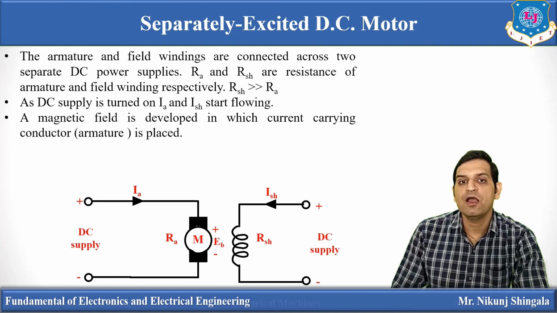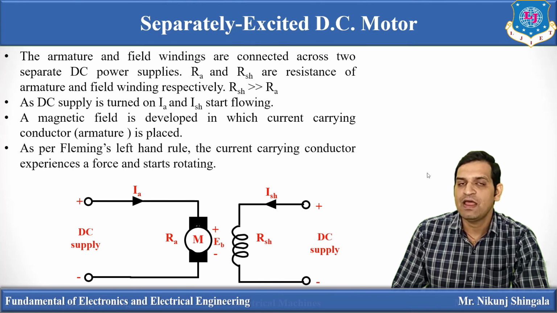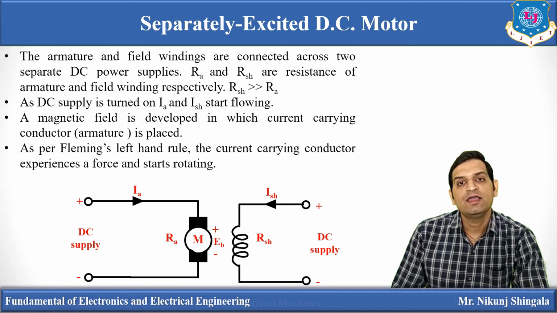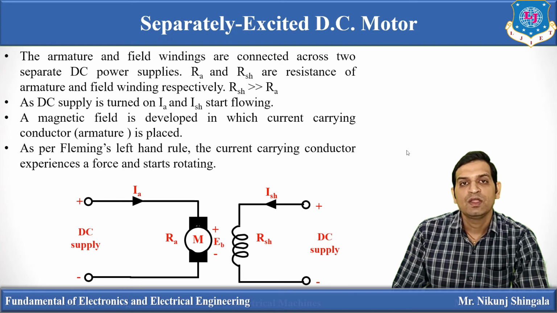A magnetic field is developed by the field winding in which the current carrying conductor, that is the armature, is placed. So as per Fleming's left hand rule, a current carrying conductor experiences mechanical force and it will start to rotate. Here both windings are given external supply, so torque can be varied. Now what is important in a separately excited DC motor?